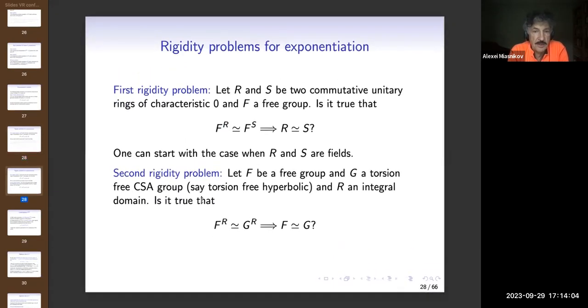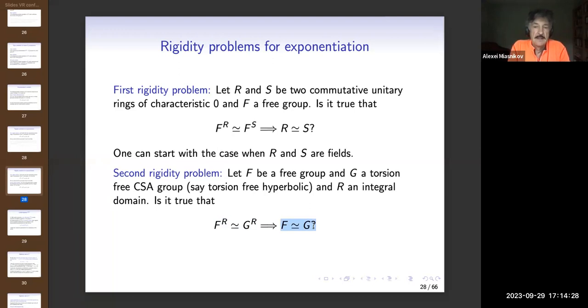The second problem is dual. Let F be a free group and G a torsion-free CSA group, and R an integral domain. So suppose the tensor completions of F and G are isomorphic. Does it mean that the groups are isomorphic?